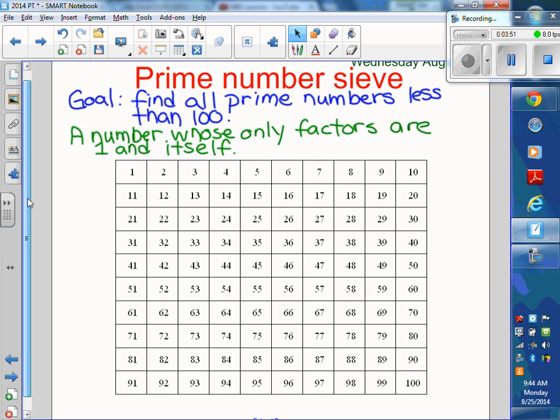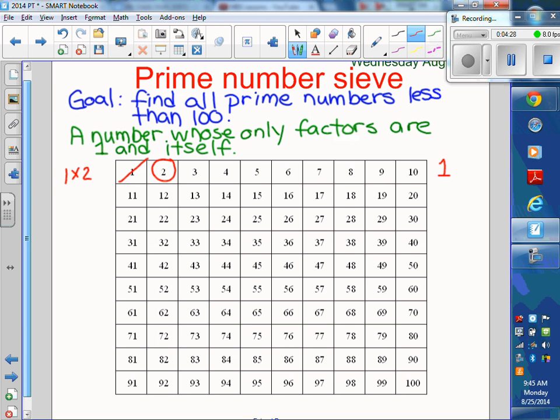Okay, so a handy thing about this chart is it can help you find prime numbers. There's a funny thing about the number 1. 1 is not a prime because it only has 1 factor, and a prime number has to have 2 factors. So we cross out 1 because it's not prime. But then we think about the number 2, and 2 is prime, so we're going to circle it, because the factors of 2 are just 1 and 2.